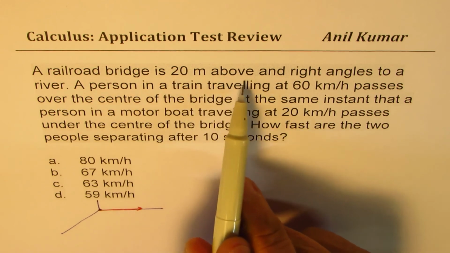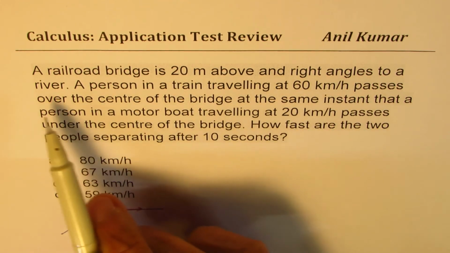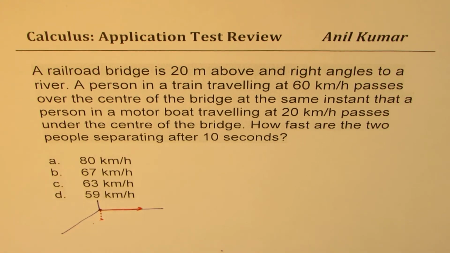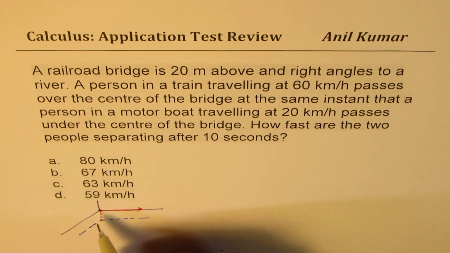Railroad bridge is 20 meters above and at right angles to the river. So let's say this river is flowing down below here. Let me draw another ring. Let's say this is where the river is flowing. The difference is 20 meters between these two. So I hope the situation is clear.